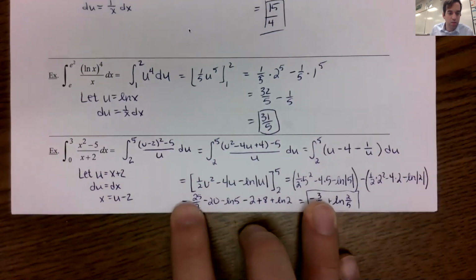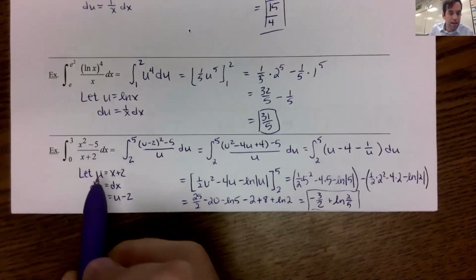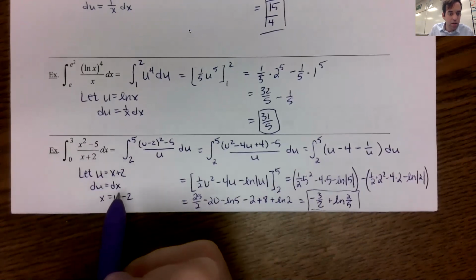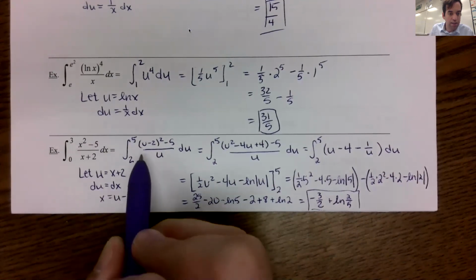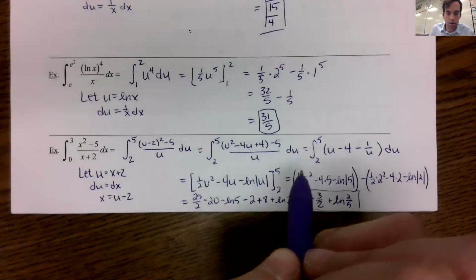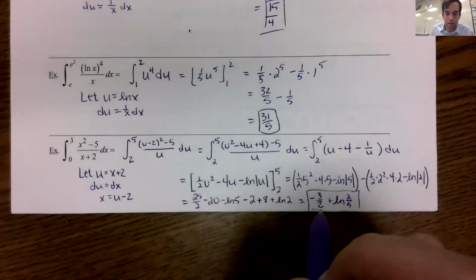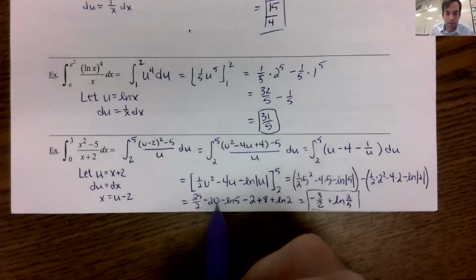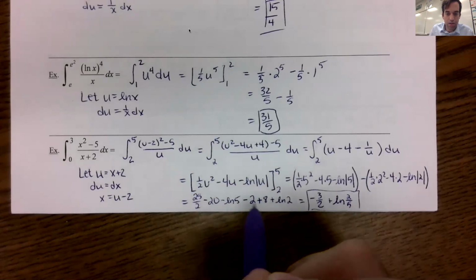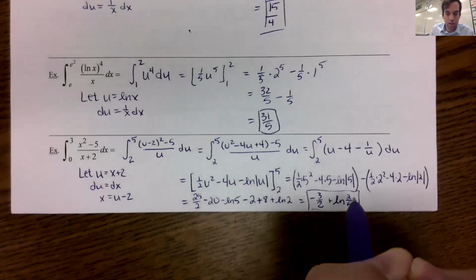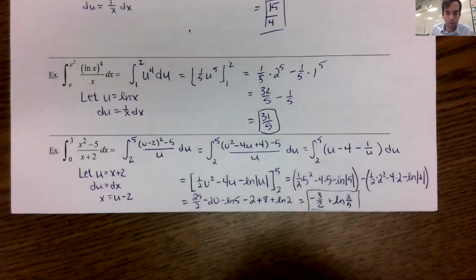And then for the last one, our denominator is not x, so we need to make that our u. And again, we are going to substitute in u minus 2 for x in the numerator to get rid of the numerator. And we end up with -3/2 plus natural log of 2/5. Notice here that we had natural log of 2 minus natural log of 5, which is how we get the natural log of 2 over 5.